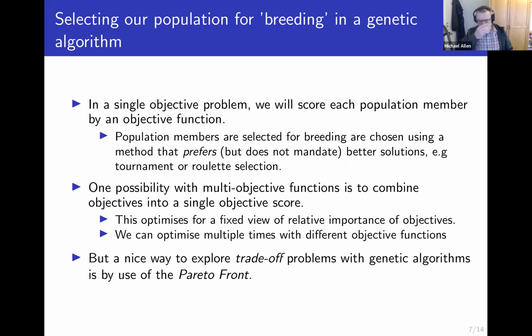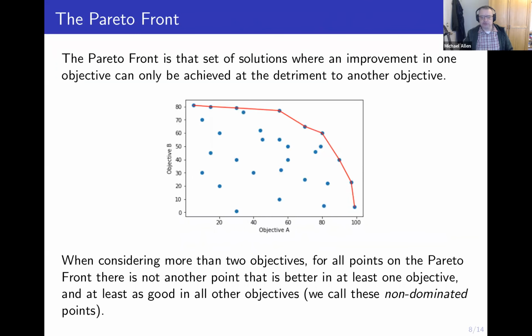Let me skip this slide, too many words. Let me just go straight onto it. So what we do is we optimize what's called a Pareto front. Now, Pareto fronts, you see here, aren't too hard to understand when you've got 2 objectives. They get a bit head bending when you've got 8 objectives or whatever. But the Pareto front is that set of solutions where an improvement in one objective can only be achieved at the detriment to another objective.